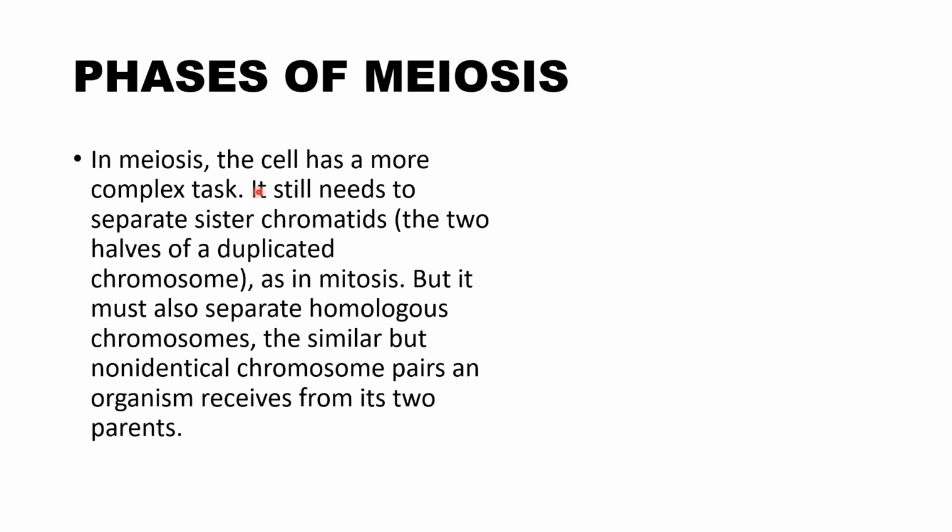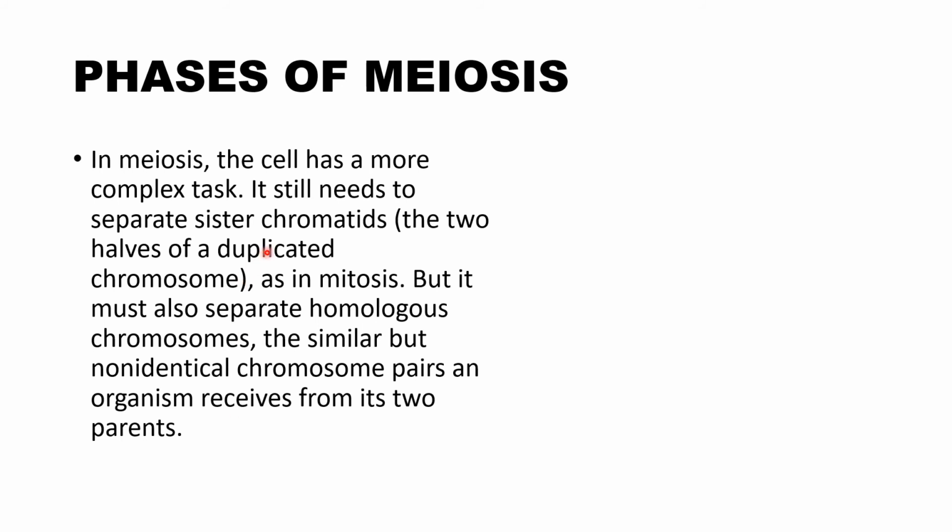So, just like on mitosis, on meiosis, meron rin mga phases yan. So, in meiosis, the cell has a more complex task. Hindi straightforward yung mga phases ng mitosis. So, it still needs to separate sister chromatids as in mitosis, but it must also separate homologous chromosomes, the similar but non-identical chromosome pairs an organism receives from its own parents.